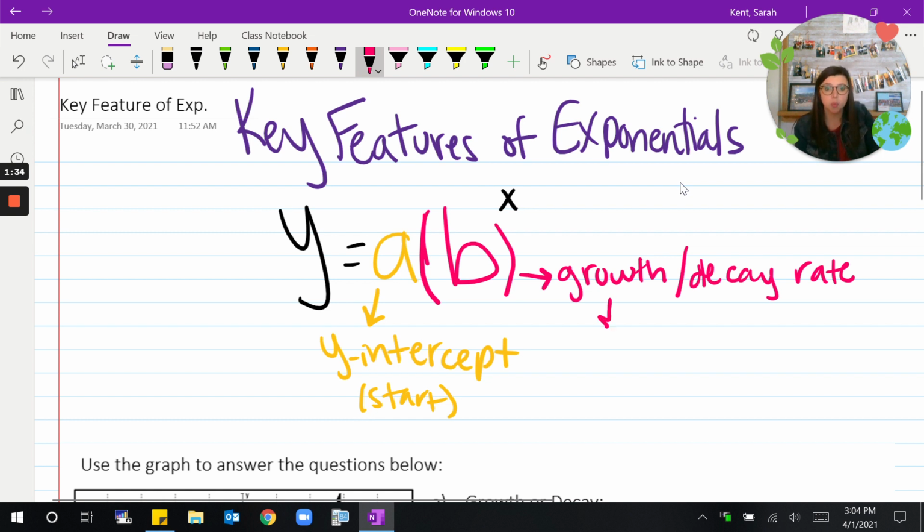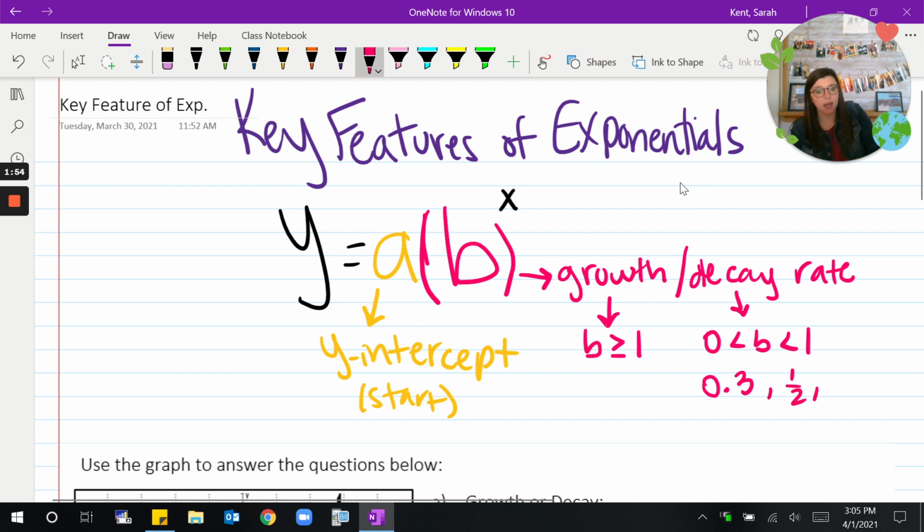So for it to be growth, b needs to be greater than or equal to 1. For a decay, it needs to be between 0 and 1. So it's going to be a decimal or a fraction. So it might be 0.3, maybe 1/2, 2/3, something like that will be a decay. But for a growth, it'll be 1 or higher, any number above 1. So let's look at some graphs.